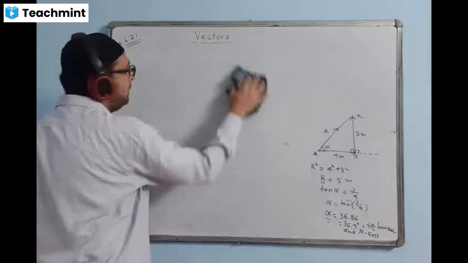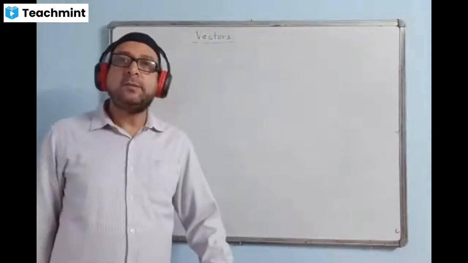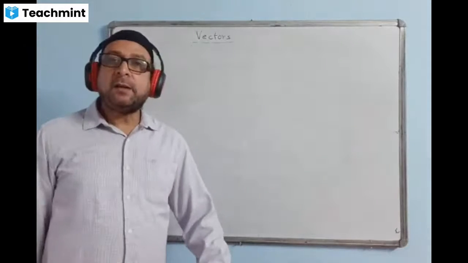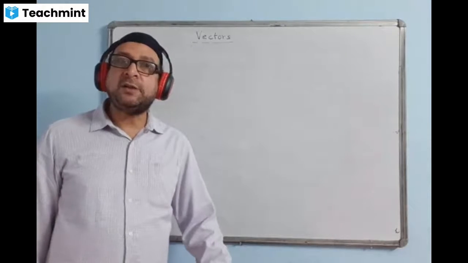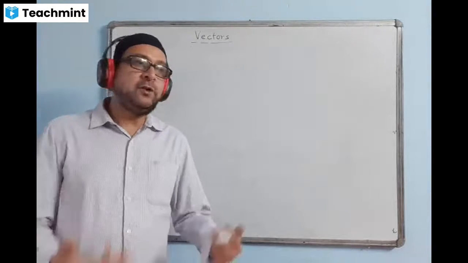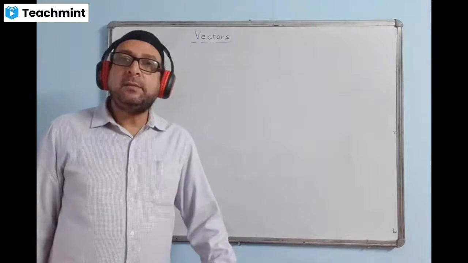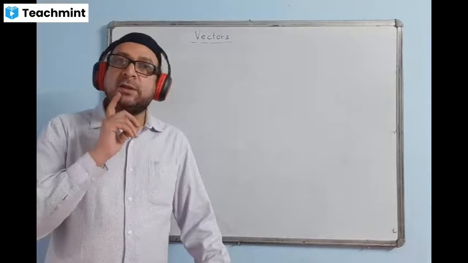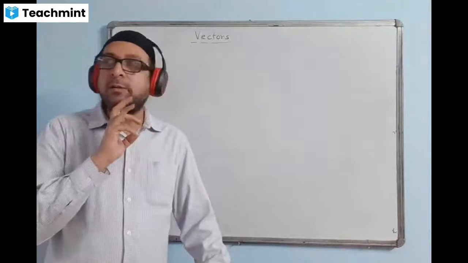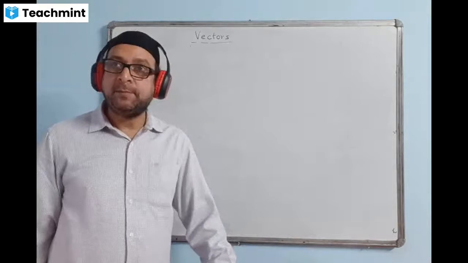That means what is the necessary condition for a quantity to be a vector? There are two specific conditions. The quantity must have direction. Magnitude always will be there because if it is a quantity, it will have a magnitude. And the quantities must follow the law of addition of vectors. They must follow. Then only they will be vectors.